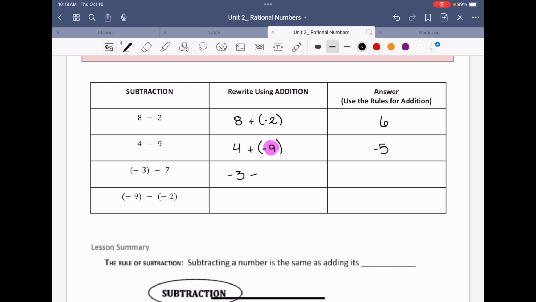Negative 3 plus negative 7. That means I'm adding those two numbers together, so 7, 8, 9, 10. So it should be 10. 7 is the larger number, and 7 has a negative symbol, so this should be negative 10. Negative 9 minus becomes plus, and my minus 2 turns into a positive 2. So negative 9 plus 2, I'm going to do 9 minus 2, which is 7. This should be a negative 7 because my 9 is the bigger number.